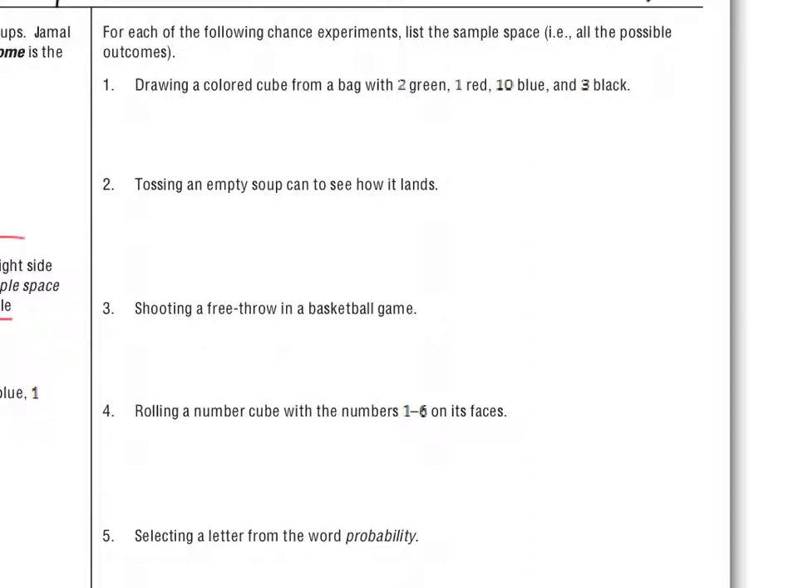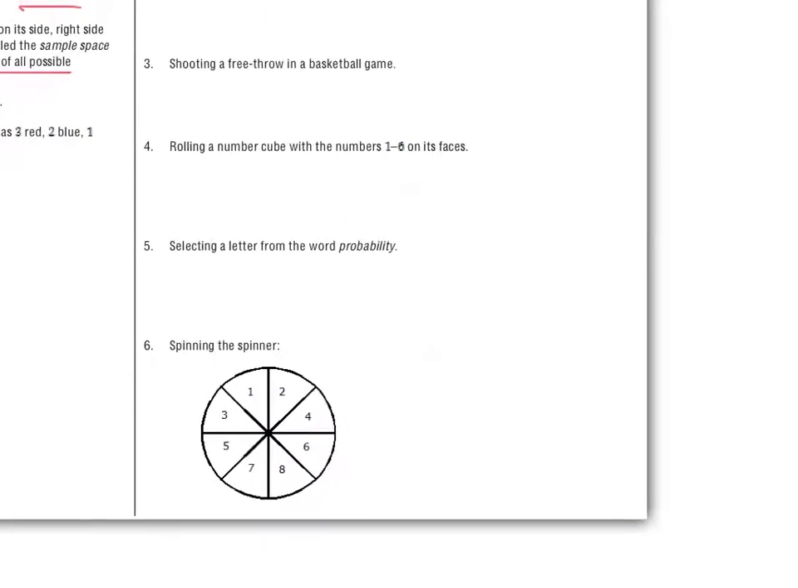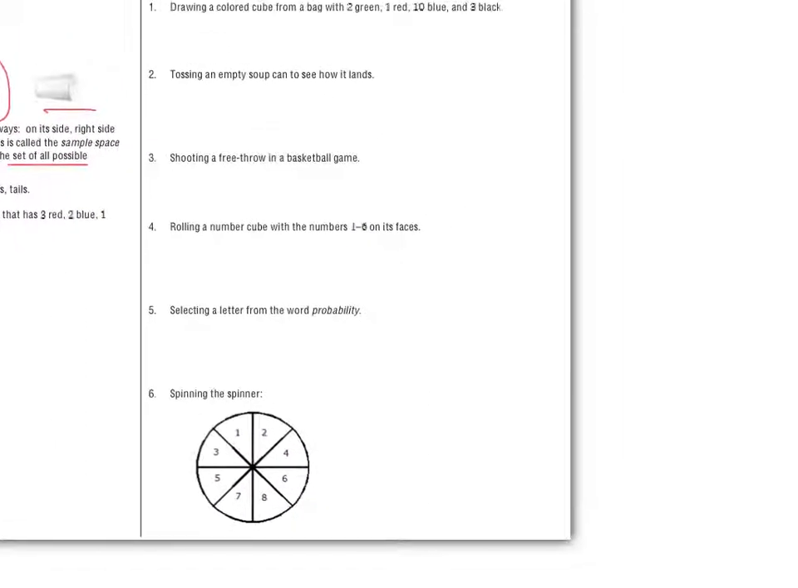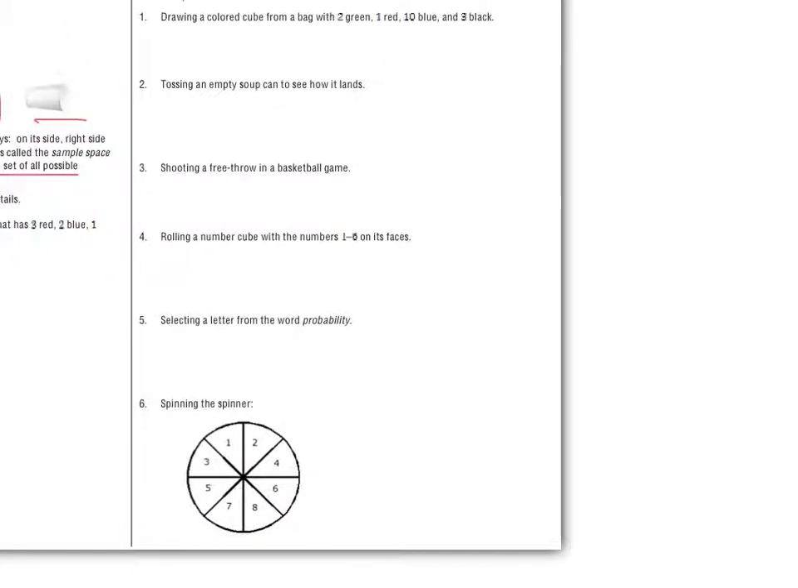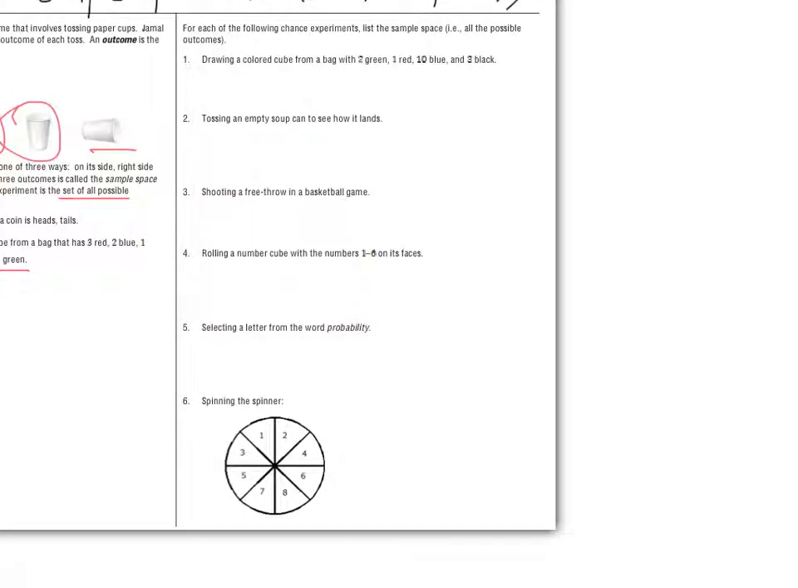And moving forward, we're actually going to talk about what we call compound events, where the sample space is going to get a little bit more complicated. But for single events, it's pretty clear. Go ahead and go through questions 1 through 6 and list the sample space for each of these chance experiments.